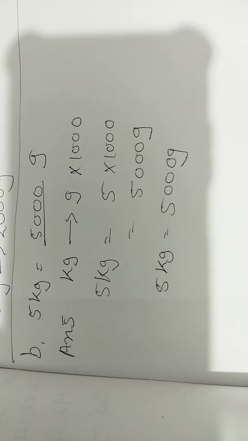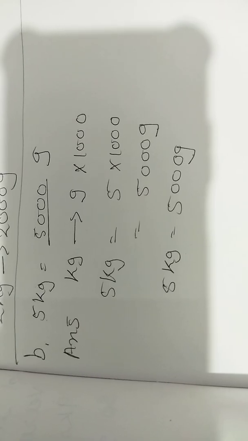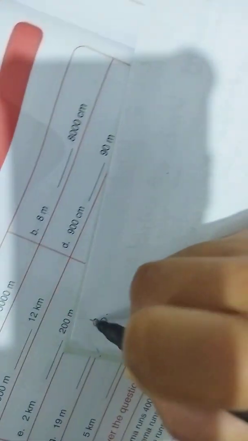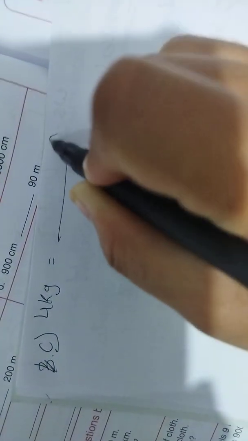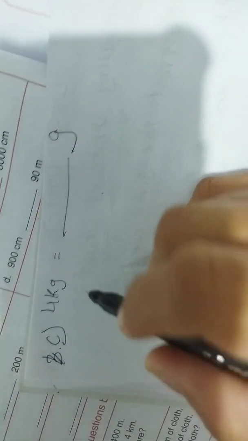I hope, students, your writing work is complete. Now we'll start the next sum. Okay students, third one, C sum. In that, 4 kg is equal to dash grams.